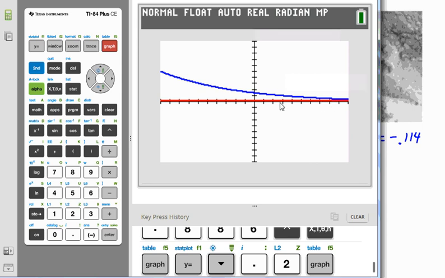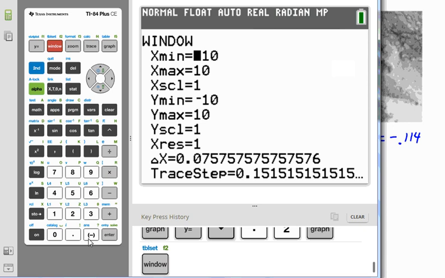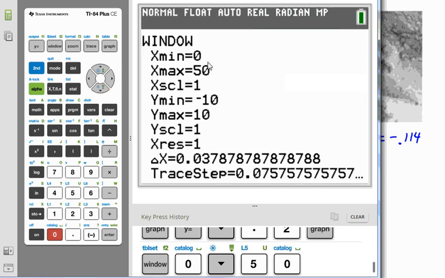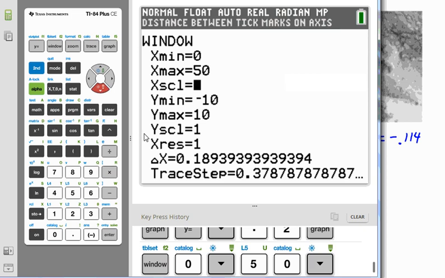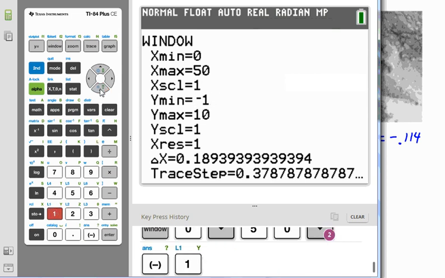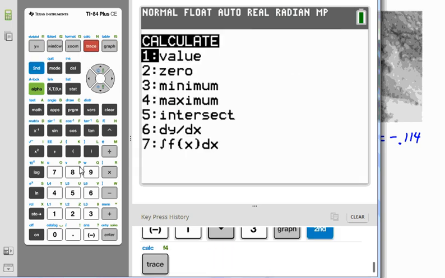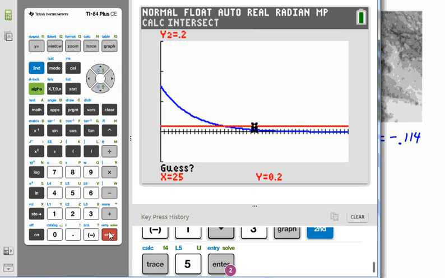I'm not quite seeing the intersection point. I'm going to change the window a little bit. From 0 to, 50,000 years is the maximum date for problem 14, so I'm going to do 15. And y minimum, I'll make it negative 1. And y maximum, I'll make it 3. And it starts at 2.5 and then 1.5. Looks like this. We see the intersection point: second, trace, 5, enter, enter, enter.